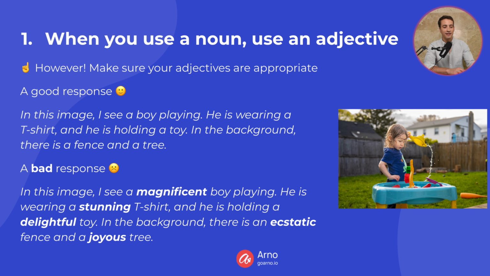So there is nothing magnificent about this boy. He's not wearing a stunning t-shirt. His t-shirt is normal. The toy he's holding isn't delightful. And in the background, the fence is not ecstatic. A fence can't be ecstatic. And a tree can't really be joyous. So this would be a bad response, even though it has advanced adjectives. It's important that you use adjectives that are realistic and appropriate to what you are describing.